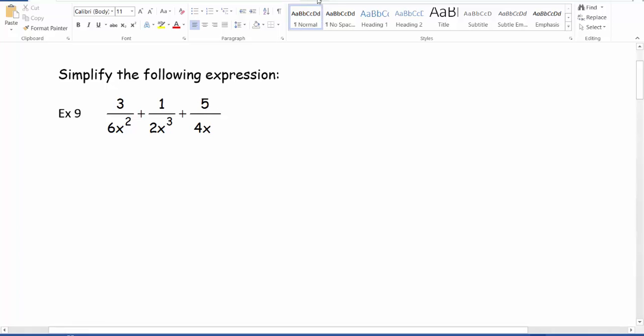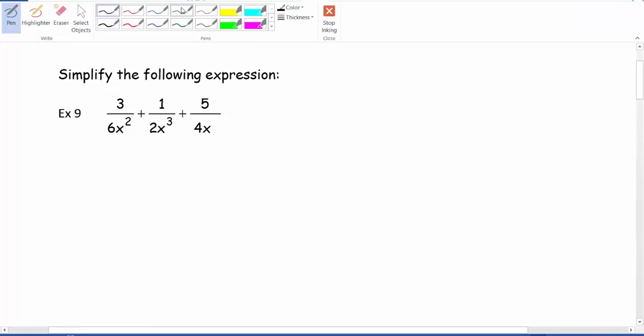Here we are at example 9 from our 8.5 notes. We're asked to simplify the following expression. And in just looking at this, we could look at our LCD, our least common denominator, pretty much the item that they all have to be going into to be the same thing.